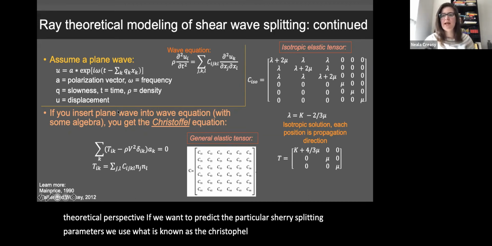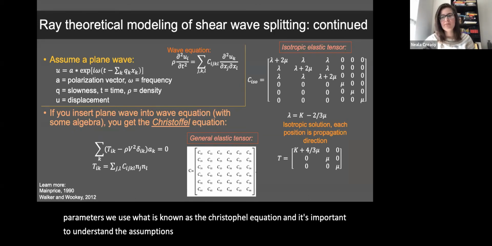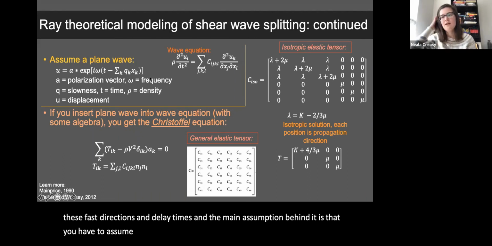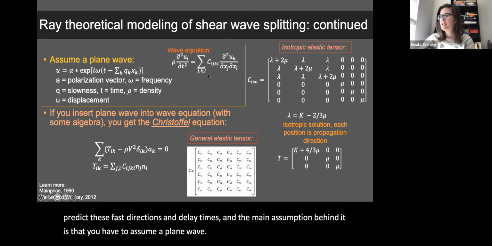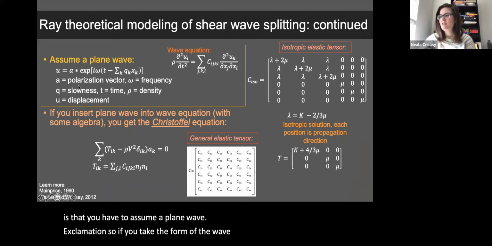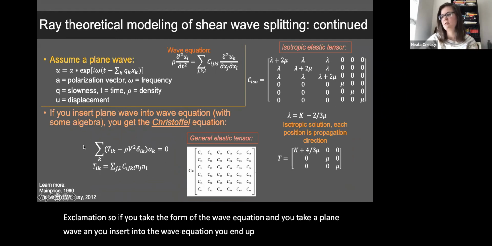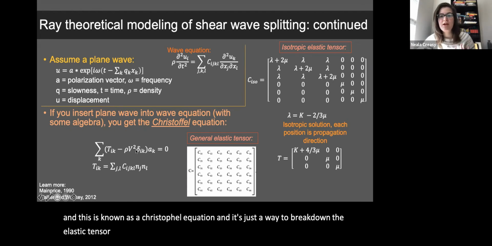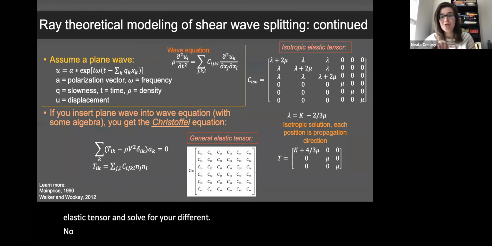It's important to understand the assumptions behind how we predict these fast directions and delay times with ray theory. The main assumption is a plane wave approximation. If you take this form of the wave equation and insert a plane wave into it, you end up with this equation here, known as the Christoffel equation. It's a way to break down the elastic tensor and solve for the different polarization directions of your incoming wave.